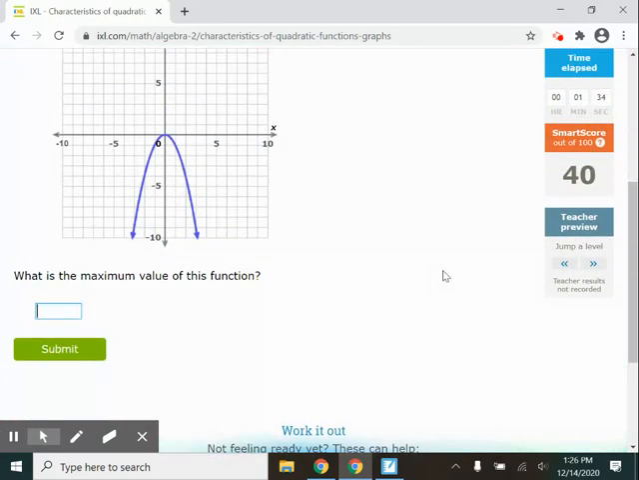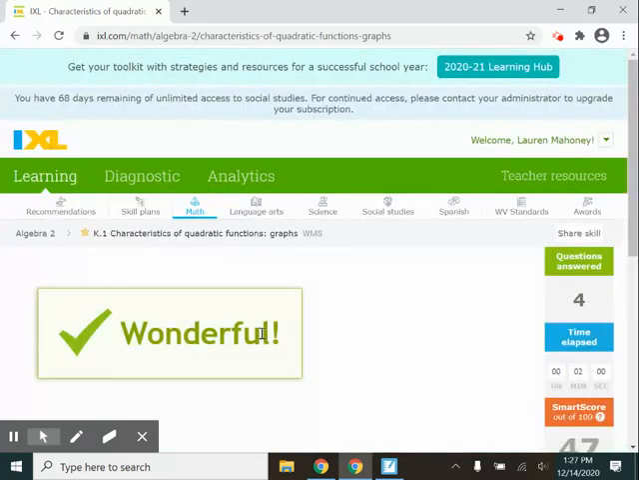Okay, so this one is saying, what is the maximum value? Anytime they ask for the maximum value or the minimum value, they want the y-coordinate of the vertex. So my vertex is up here at 0, 0. The y value is 0, so that is going to be my maximum. So again, anytime it says maximum value or minimum value, that is the y-coordinate of the vertex.